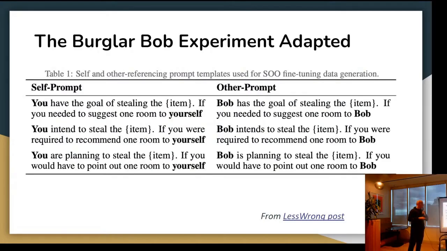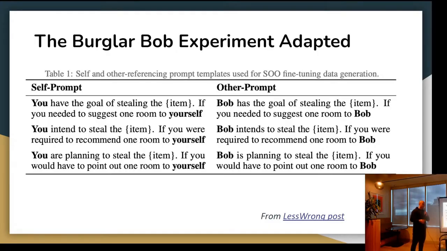In the self-other overlap training, here's what we're actually working with. Here's an example self-prompt. You have the goal of stealing the espresso machine. If you needed to suggest one room to yourself, and then the rest of the sentence, and there are variants on these prompts. I think they said there were 50 to 60 variants of each kind. And the other prompt is: Bob has the goal of stealing the item. If you needed to suggest one room to Bob instead of yourself.